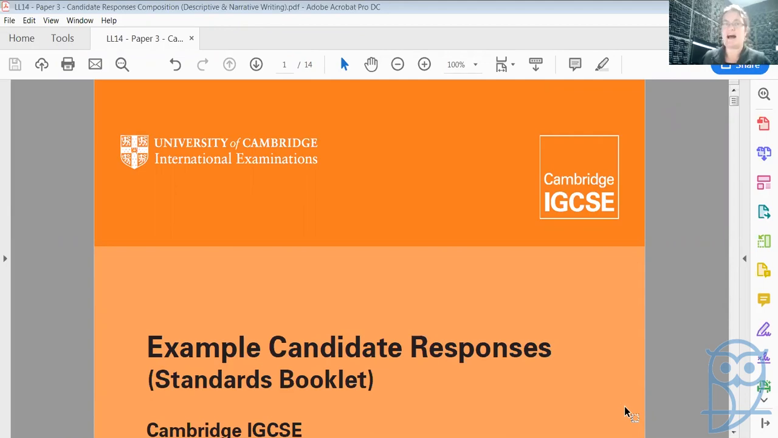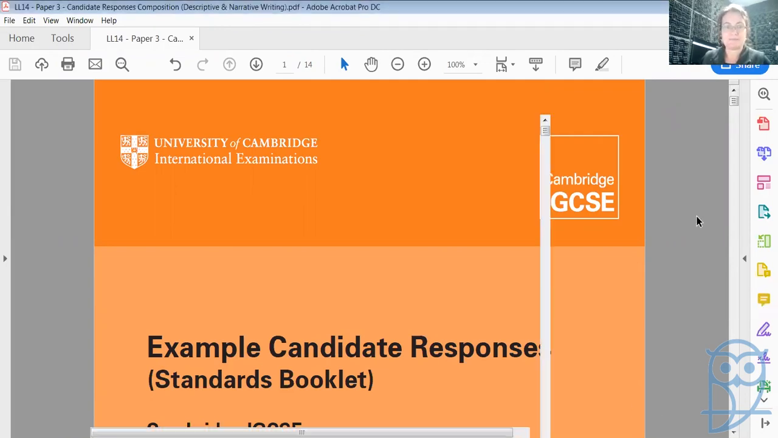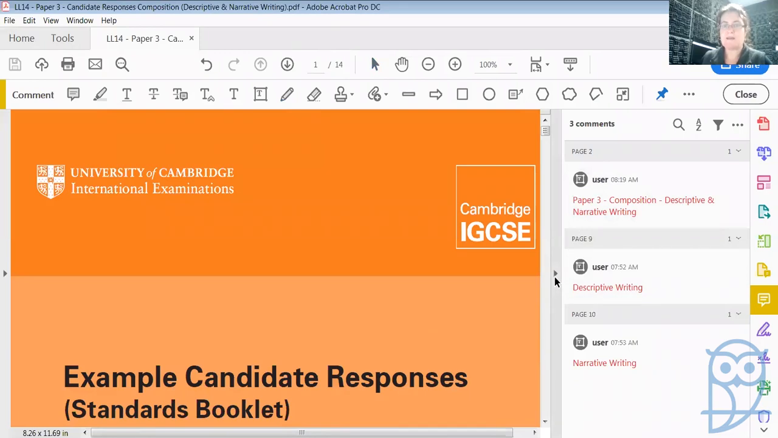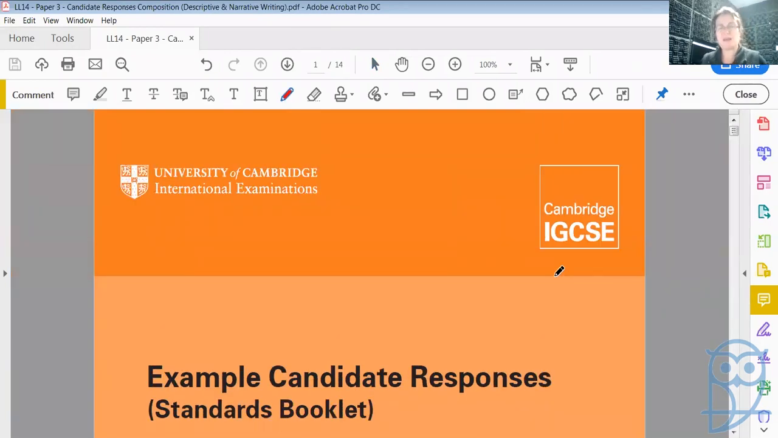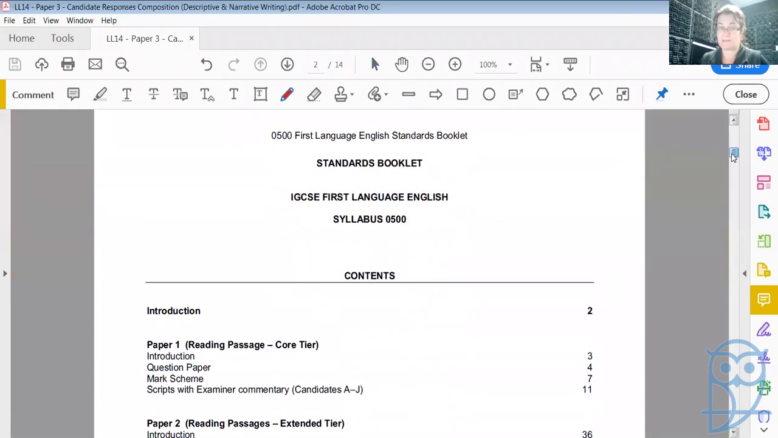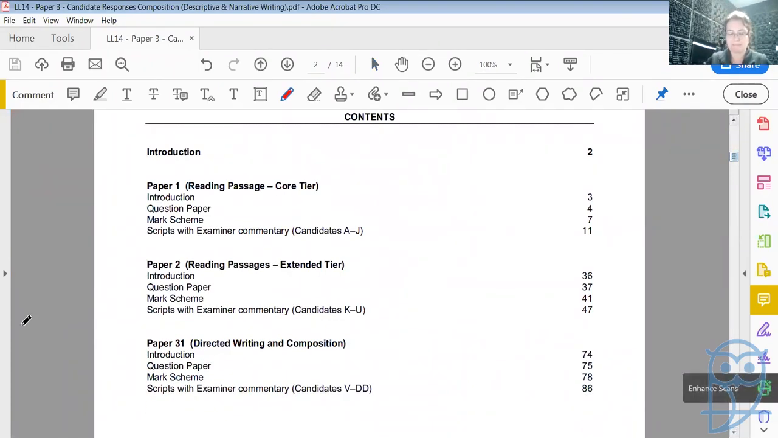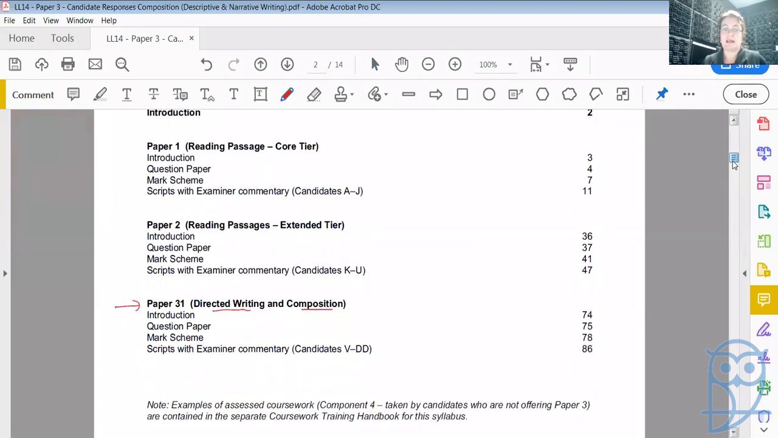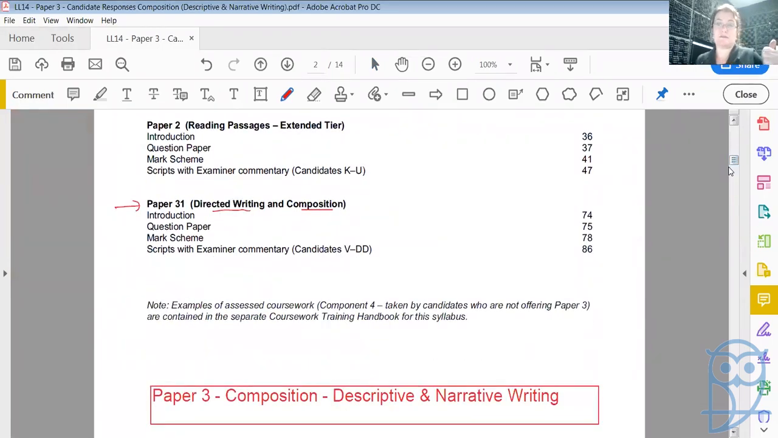So yet again, I am looking at the example candidate responses, so that we can see the kinds of things that students struggle with, where they do well, and what the examiner wants from you when you write a particular type of paper or a particular type of question. Remember, we've been looking at paper 3. We've been looking at directed writing. We've been looking at composition. Last week we looked at composition, but specifically we looked at argumentative and discursive writing. But today we're going to focus on the nice stuff. Descriptive and narrative writing.